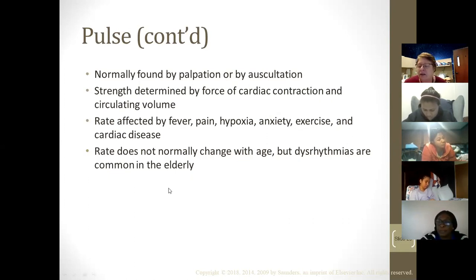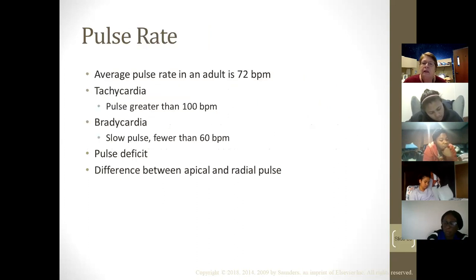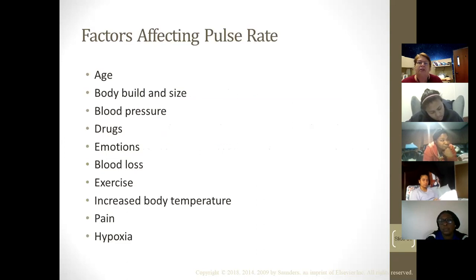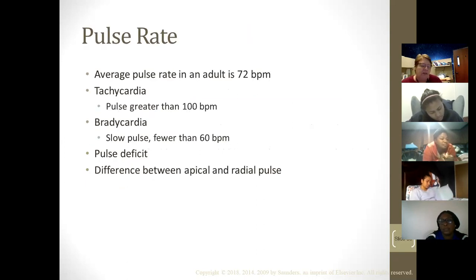Dysrhythmias are common though. Dysrhythmia means that we're not having a regular heartbeat, okay? It's like boom, boom, boom, boom, boom, boom, boom, boom, okay? So the average pulse rate in an adult is 72 beats per minute. That's the average, but it can be anywhere from 60 to 100 is your range, okay?